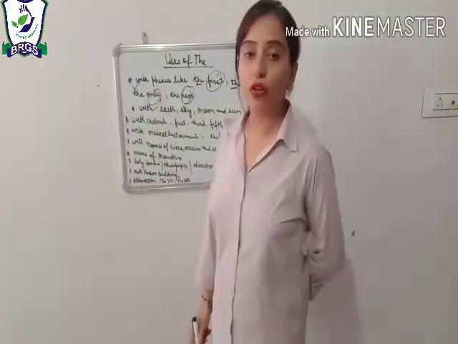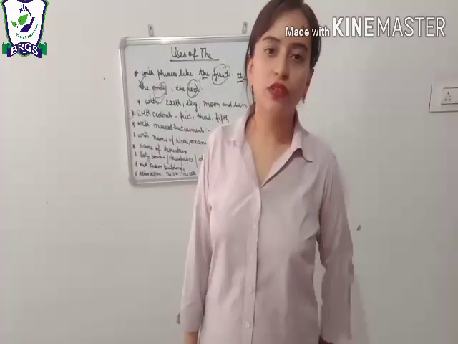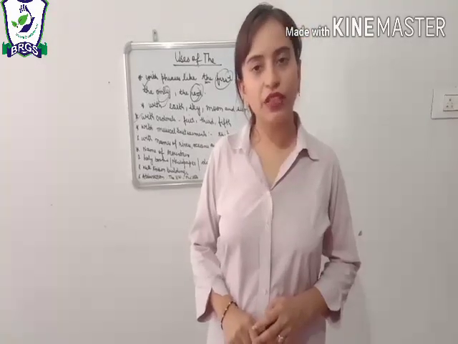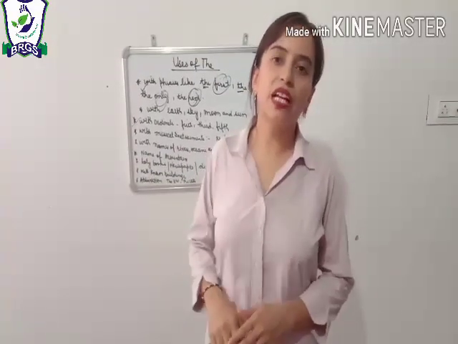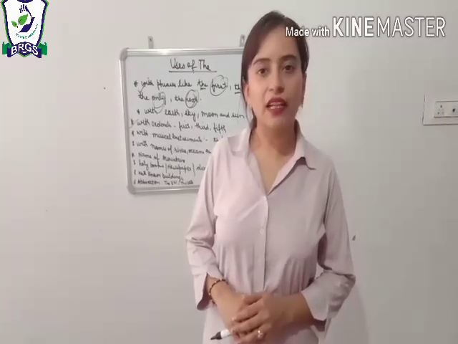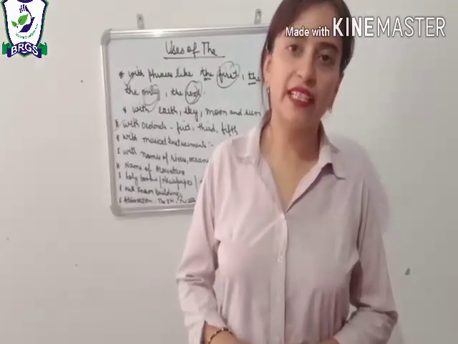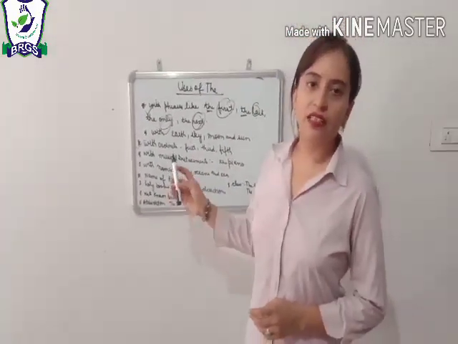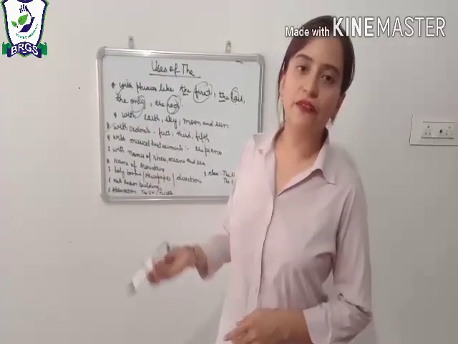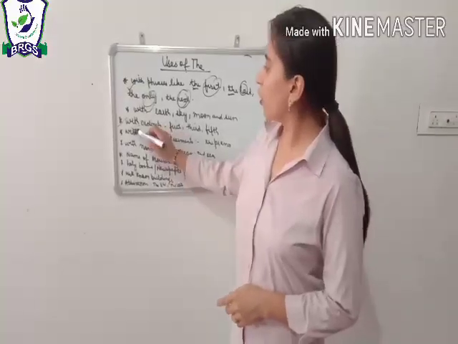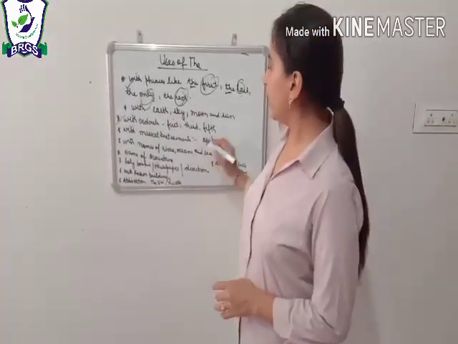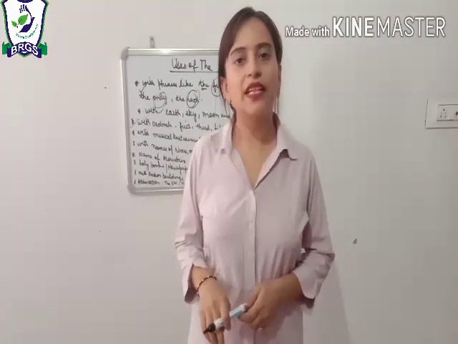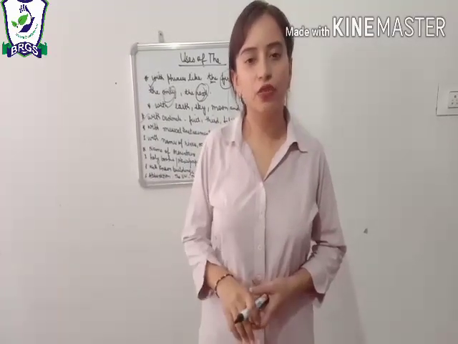With ordinals. What are ordinals? I have told you in adjectives there are two types, cardinals and ordinals. Cardinals are the numbers 1, 2, 3, 4, 5, 6, 7, 8. These simple numbers are known as cardinals, and ordinals are first, second, third, fourth, fifth, sixth, seventh, eighth, and so on. So with ordinals we use the first, the second, the third, the fourth, the fifth. And I forgot to write, with the superlative degree also we use the. With the superlative degree of an adjective or adverb we use the.